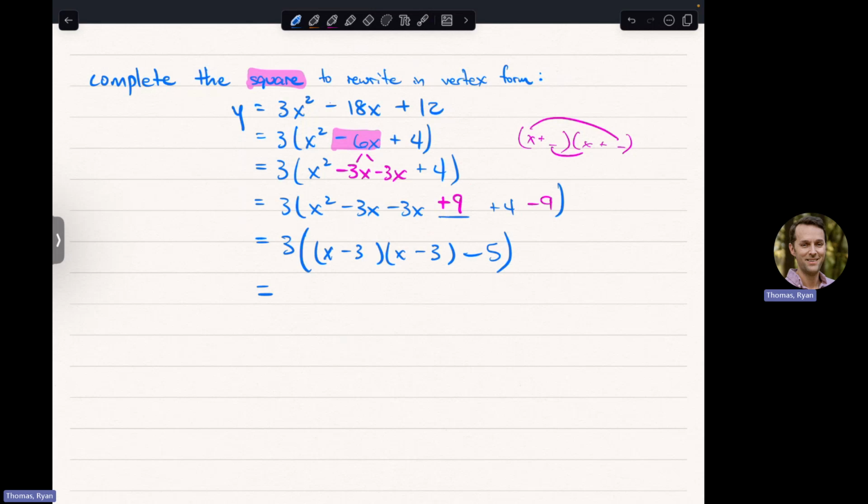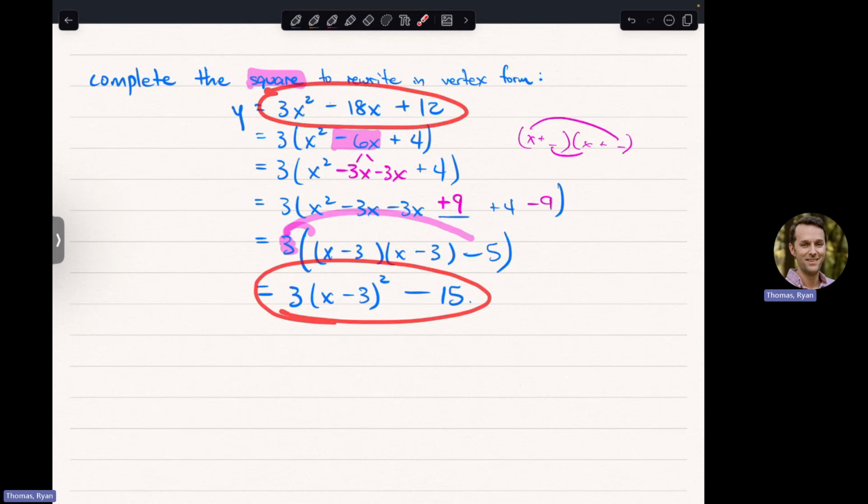Okay, and then the final thing I'm going to do to clean things up is just take this 3 and distribute it back into these two big pieces in here. So 3, I have x minus 3 times itself. So I'm going to write that as 3 times x minus 3 squared, minus 3 times 5, 15. So this is an equivalent way to write this same quadratic expression.